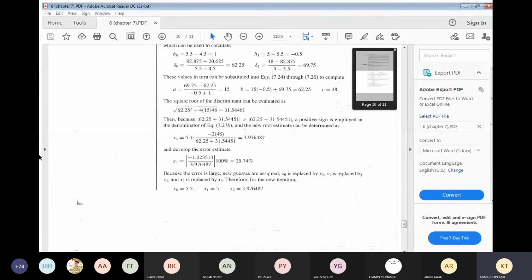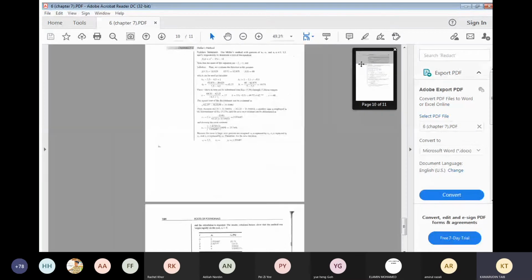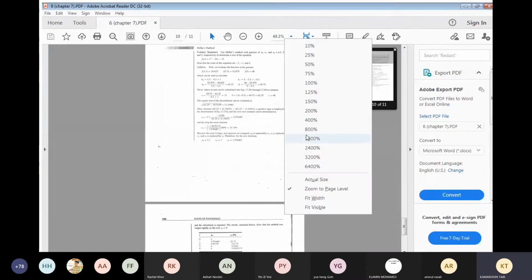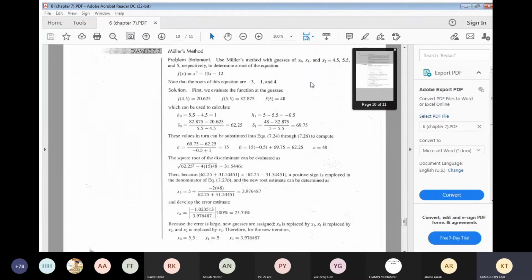For today, that's the topic that I intend to talk about. In the next lecture, I will talk about another method. We call it the Bisection method.